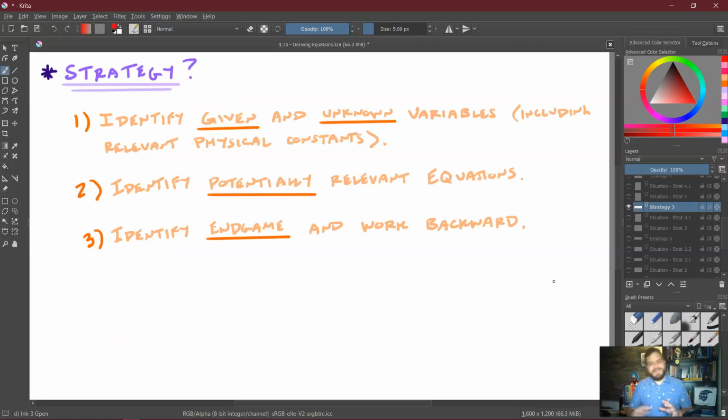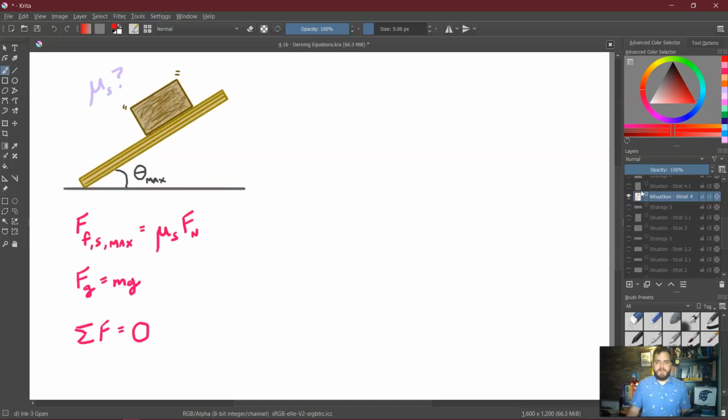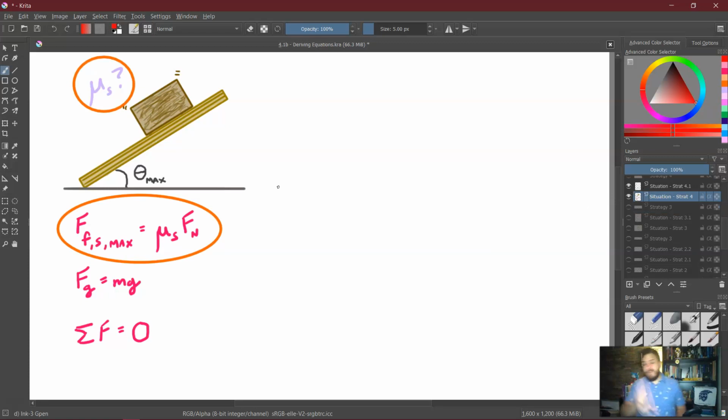Now the next step doesn't always apply perfectly, but it's good to try to identify an end game and work backward from there. By that, I mean: where do we really need to end up to make sure we get what we want? And then think about how I can get there. So in this particular situation, what we want is the coefficient of static friction. The only equation I have that utilizes that is the friction equation. So ultimately I'm going to have to utilize this friction equation to get that coefficient, which means I need to solve for the friction force and the normal force. Well, how can I go about doing that?